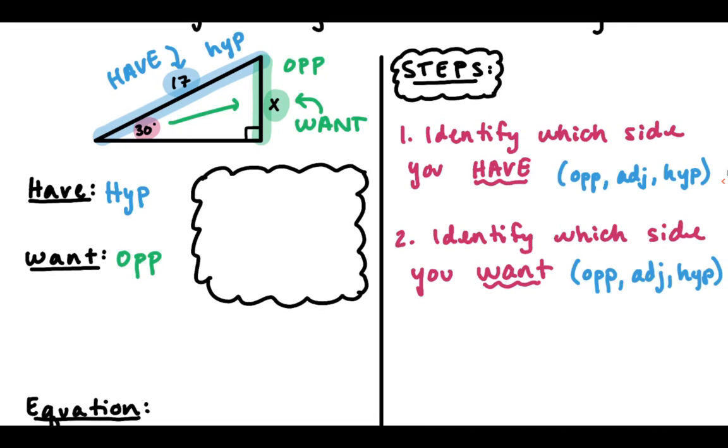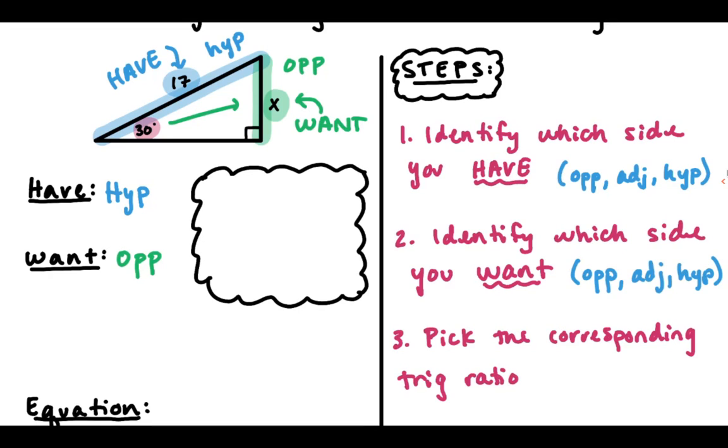I need to now pick the trig ratio that's gonna correspond to hypotenuse and opposite. So third step is pick the corresponding trig ratio. And by that I mean sine, cosine, or tangent.